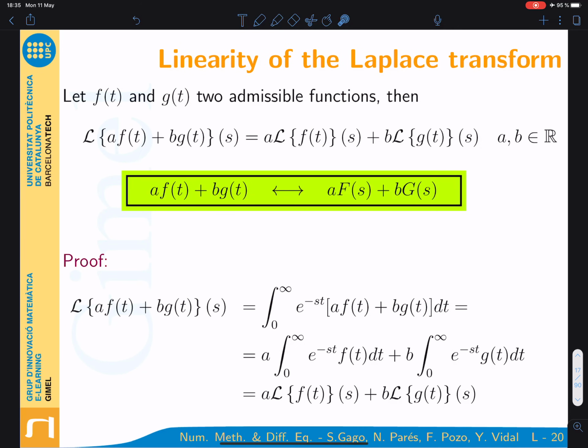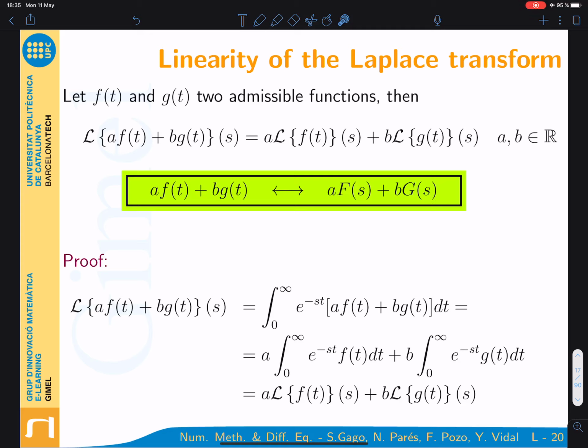The linearity of the Laplace transform means that when we have two functions f and g of t whose Laplace transforms we can compute, then any linear combination of these two functions has as Laplace transform the linear combination of the Laplace transforms of f and g. I think that this notation is much easier in this case, okay?